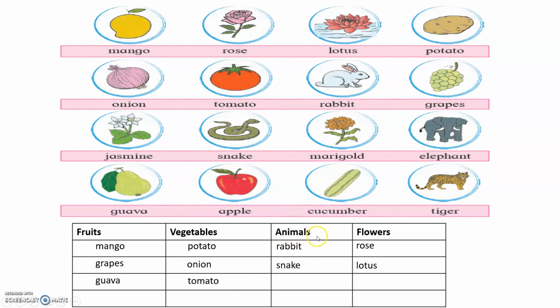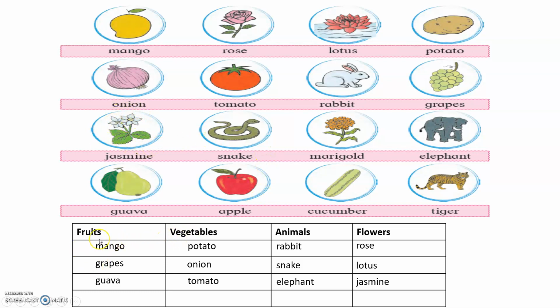Next, animals. We have finished with rabbit. We have finished with snake. Which animal is there in the picture now? Yes, it is an elephant. And the next is flowers. We have finished with rose. We have finished with lotus, and the next flower is jasmine. This jasmine flower, it gives out sweet smell.